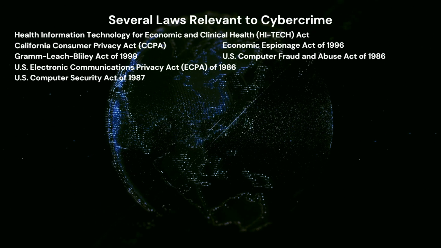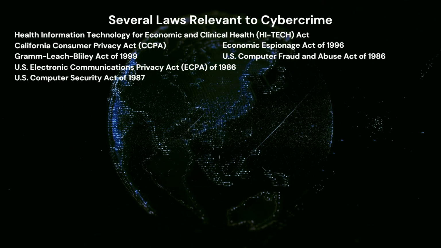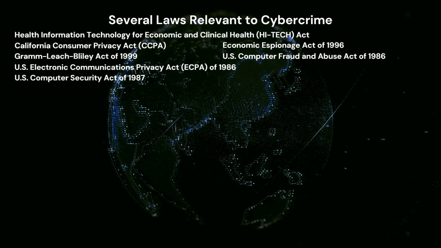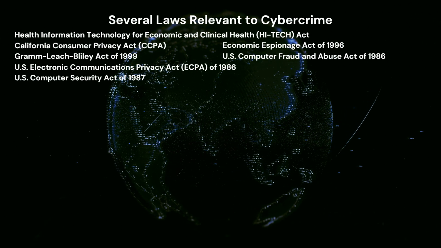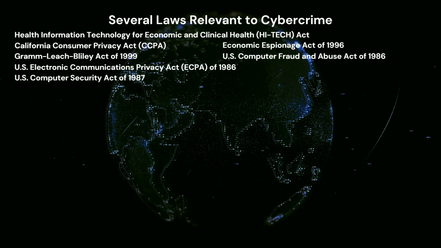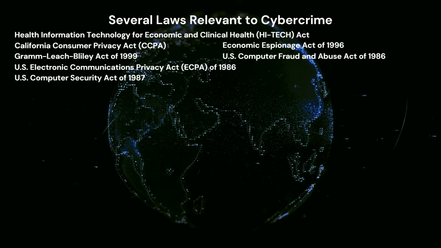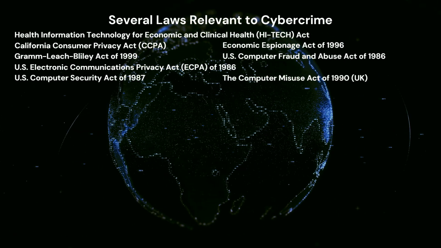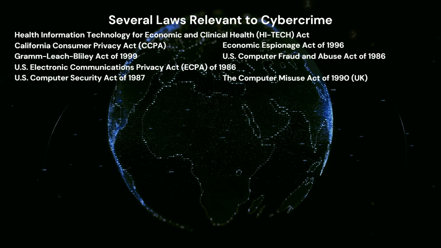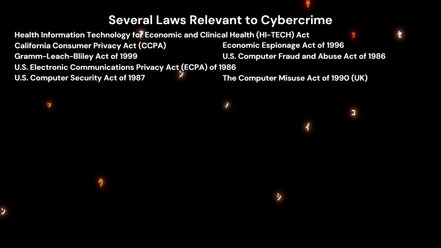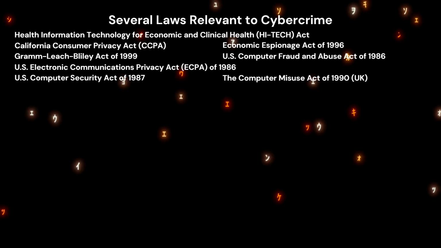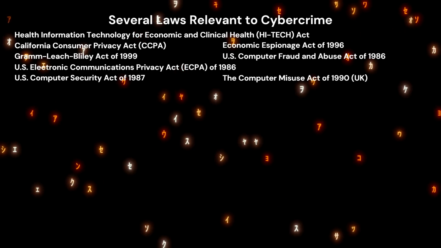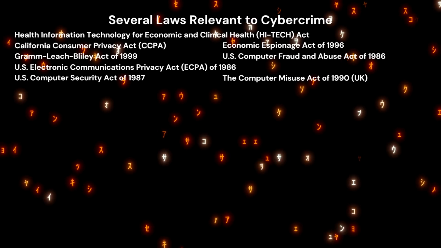U.S. Computer Security Act of 1987. This law requires federal agencies to implement security measures to protect computer systems and the information they contain. The Computer Misuse Act of 1990, UK. This act criminalizes unauthorized access to computer systems and networks, as well as activities such as the installation of malware or the theft of confidential information.